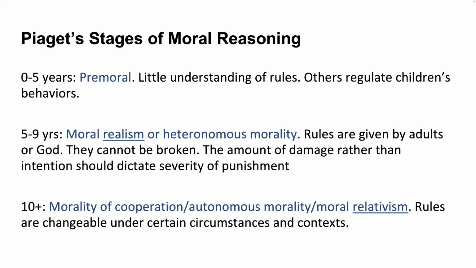Piaget is a bit different, and this has more to do with moral reasoning than thinking about laws and regulations. What he said was 0 to 5 years are pre-moral. There's little understanding of rules. And this is similar to Kohlberg's pre-conventional, because the idea is that others regulate the children's behavior by saying no, or yes, or that's good, or that's bad.